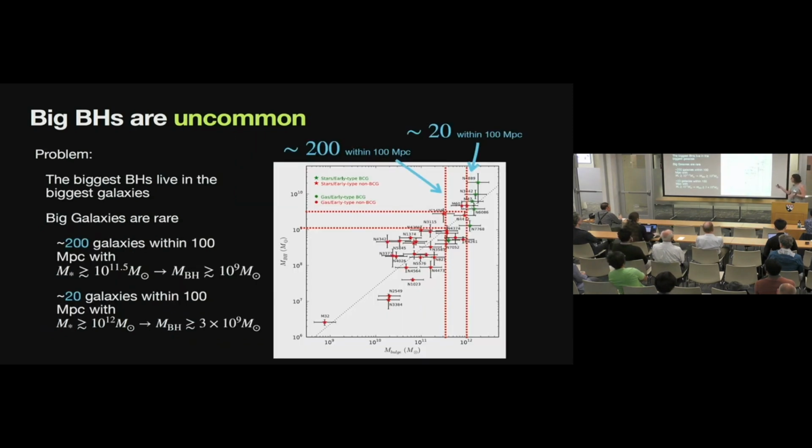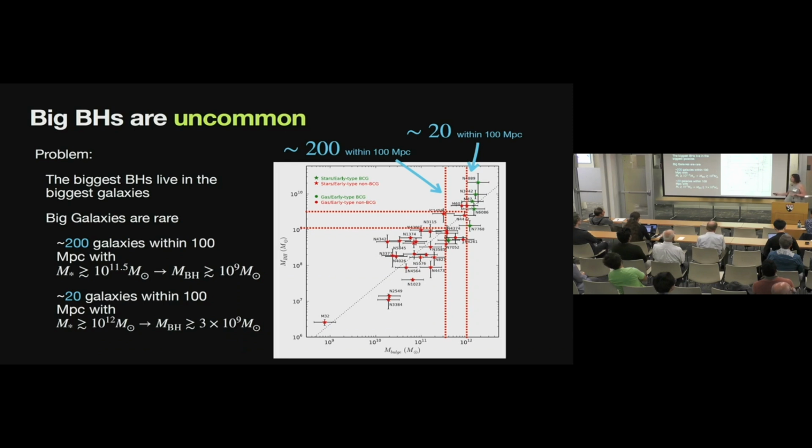So one of the issues, though, is that really big black holes are kind of uncommon. Here I have the standard black hole mass bulge relation, and I just marked a bunch of lines on this that are probably not especially illuminating. The point being that if you want to look at extremely massive galaxies that are expected to have extremely massive black holes, they actually get pretty sparse.